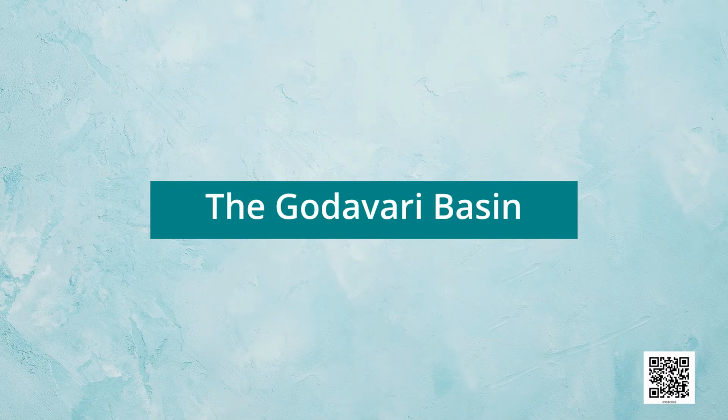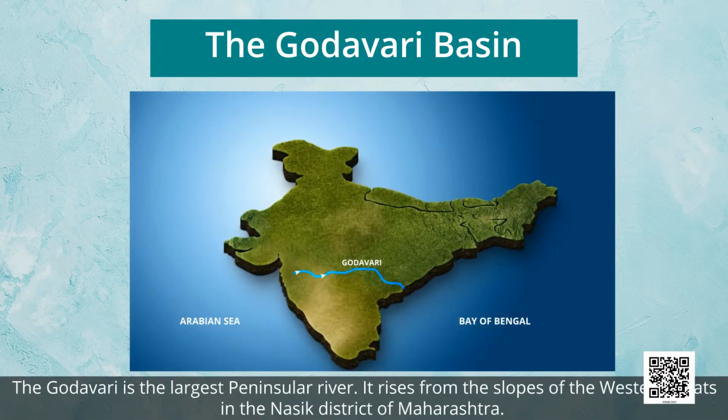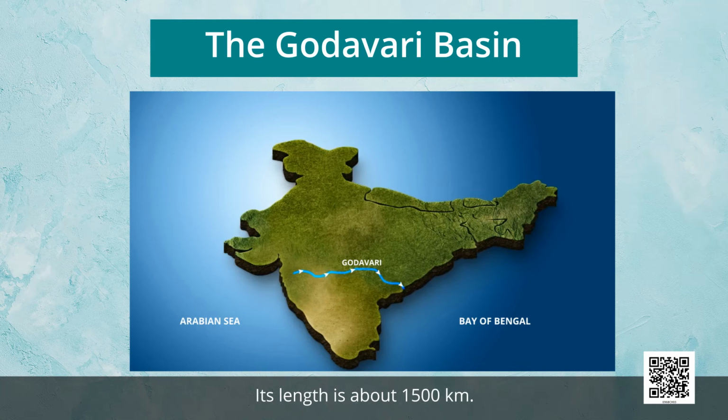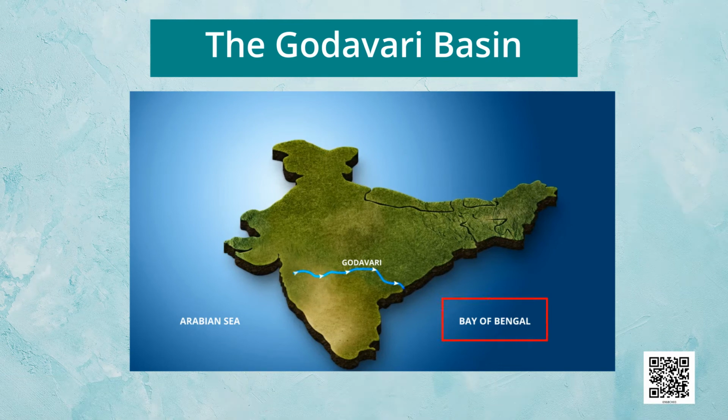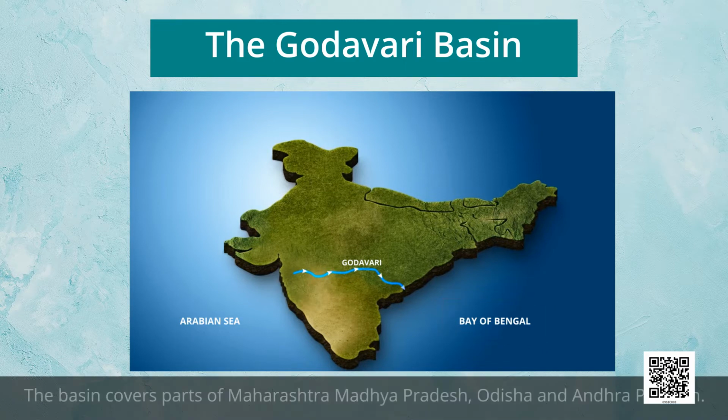After Tapi, we move to the Godavari Basin. The Godavari is the largest peninsular river. It rises from the slopes of the Western Ghats in Nasik district of Maharashtra. Its length is about 1500 kilometers. It drains into the Bay of Bengal. Its drainage basin is also the largest among the peninsular rivers. The basin covers parts of Maharashtra, Madhya Pradesh, Odisha and Andhra Pradesh.